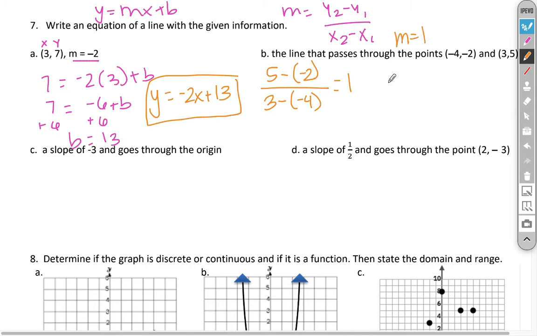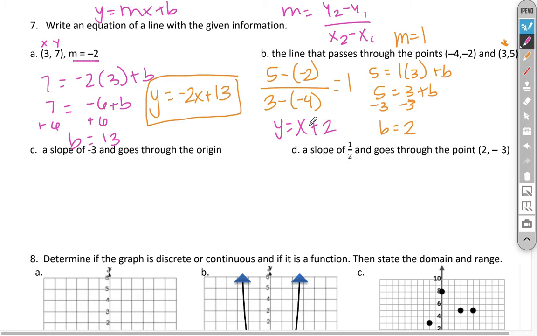And then now we need to find b. So let's use 3 and 5 because it's easier without negatives. So we would have 5 equals 1 times 3 plus b. 5 equals 3 plus b, minus 3. And b equals 2. So now we have our slope and we have our b. We can write our equation. And it's going to be y equals x plus 2. Remember, there's no need to write a 1.